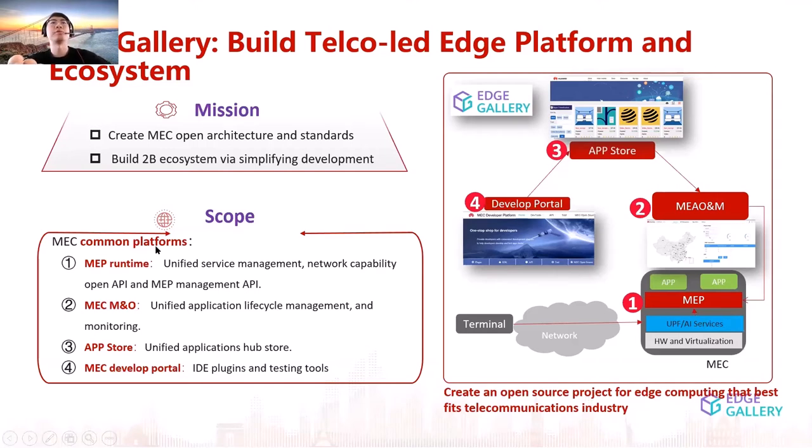MEC common platforms need to have these things. The first one is MEP, which, like I said, is the multi-access edge platform. The architecture of Edge Gallery is divided into four parts. The first part is the MEP platform. It provides the basic service governance framework and some gradually improved network capabilities, such as location and QoS, which means quality of service, to enable the MEP basic platform layer.